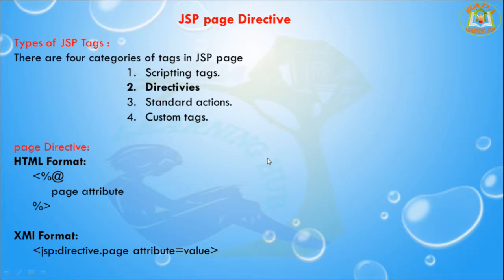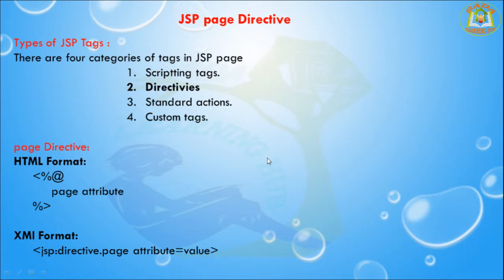Today's session we are going to learn the JSP page directive. See here, there are four categories of tags in JSP. Those are scripting tags, directives, standard actions, and custom tags. The scripting tags are divided into three categories. Those are scriptlet, expression, and declaration.